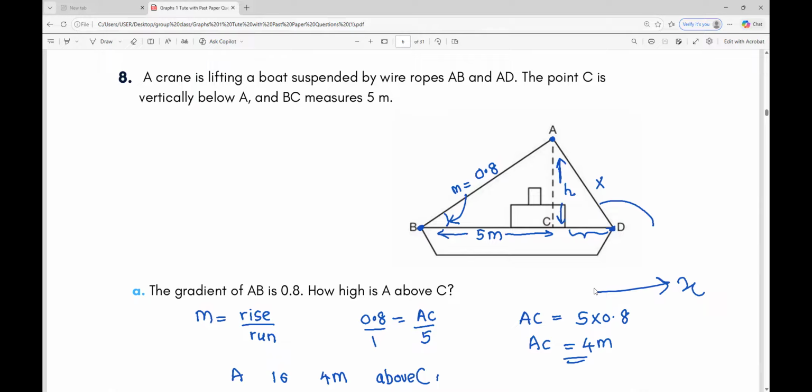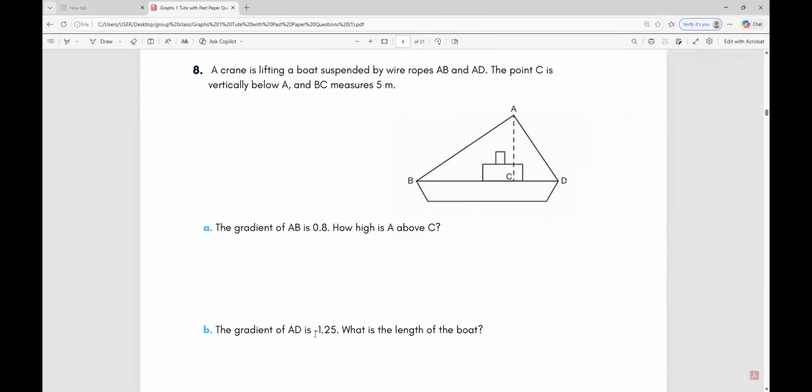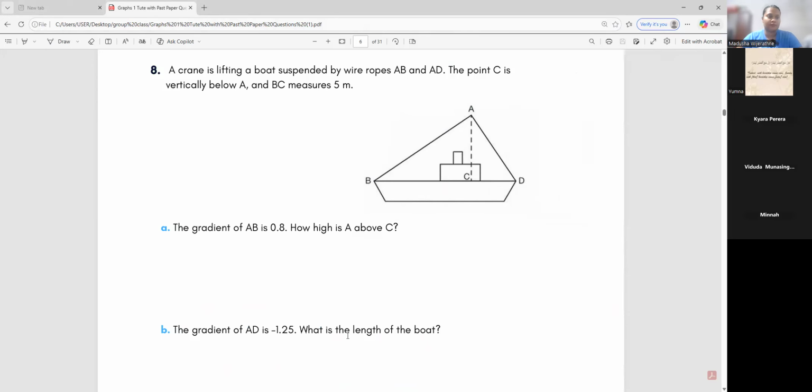The next part of the question, Part B. The gradient of AD is minus 1.25. The gradient of the other line, AD, is also given. What is the length of the boat? They are asking the length of the boat. The length of the boat is BD, B to D, here.